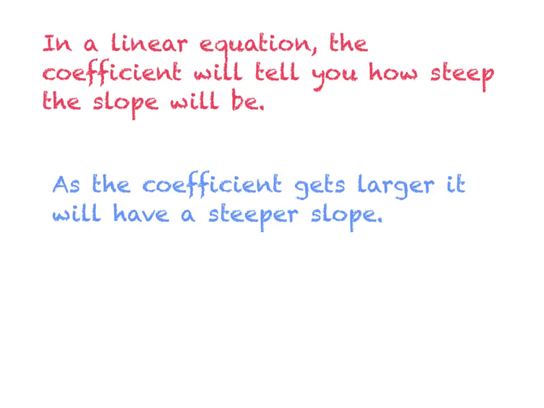So in a linear equation, the coefficient will tell you how steep the slope will be. And you've already learned the coefficient is the number attached or right before the variable. So here is the coefficient, and that number also tells you how steep the slope will be. As the coefficient gets larger, it will have a steeper slope.